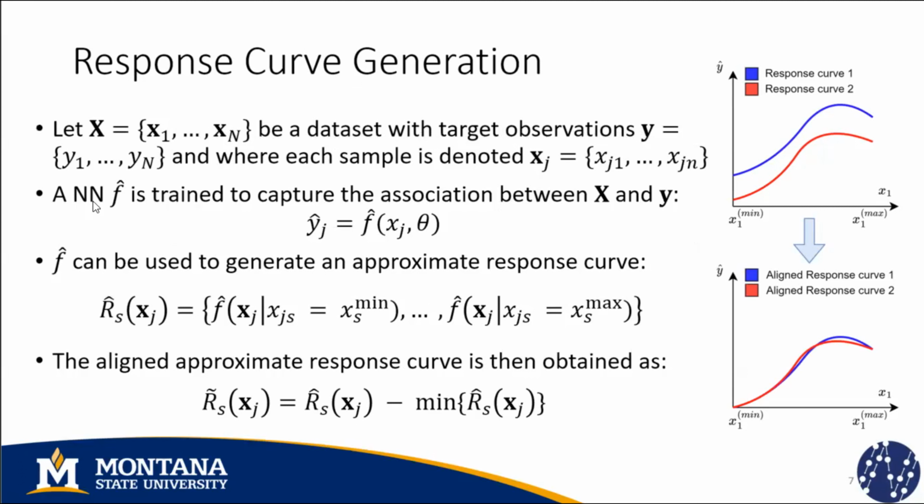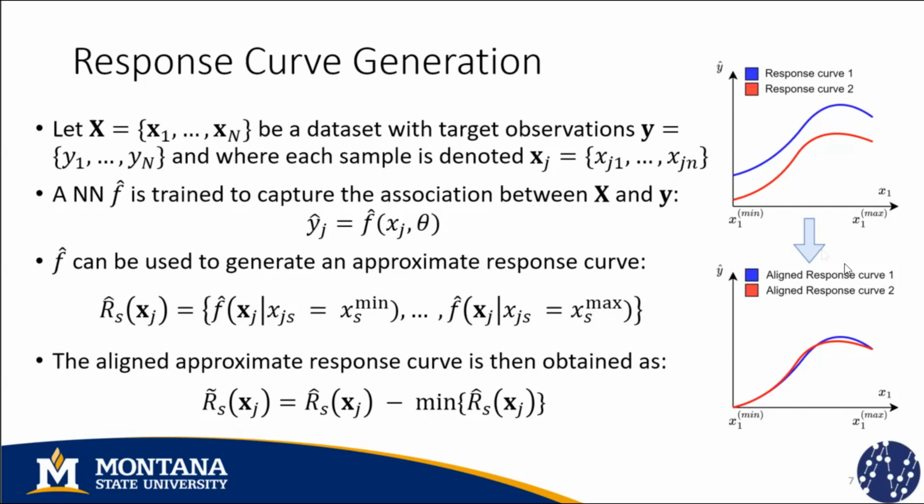Now we train a neural network f hat that captures the association between x and y. So the estimated response for the jth sample is given by this expression. We can use the network to generate an approximate response curve in a similar way to what we showed in the previous slide, but using f hat instead of the function f.